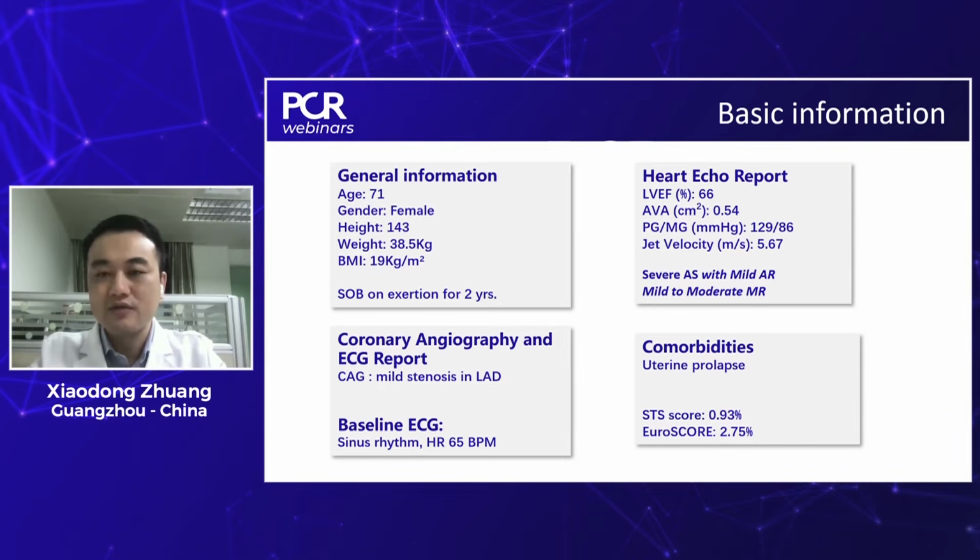So the echo shows severe aortic stenosis with only mild regurgitation, and also mild to moderate mitral regurgitation. Angiography shows only mild stenosis in the LAD, and the ECG shows sinus rhythm without significant arrhythmia. According to the STS and EuroSCORE, this patient is rated only low risk for surgery.